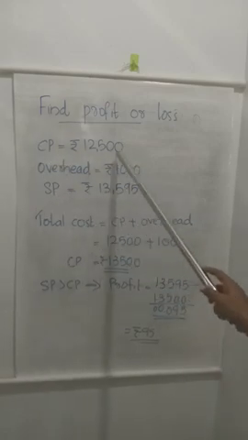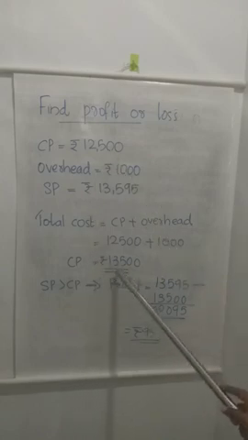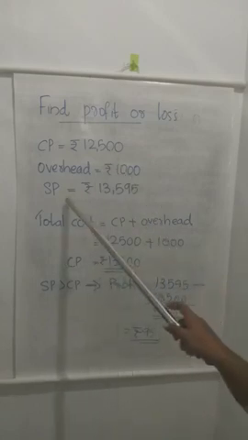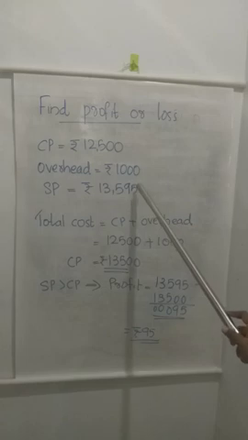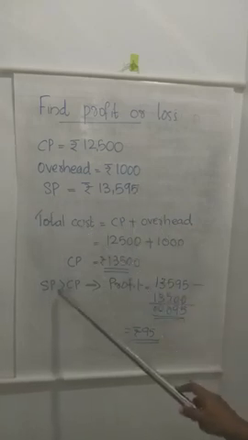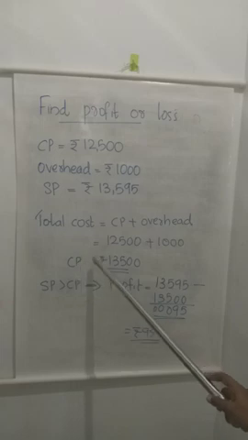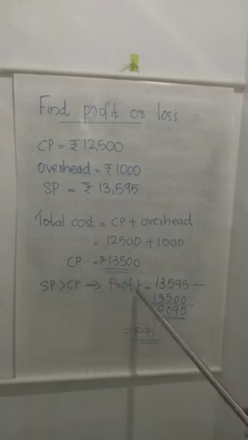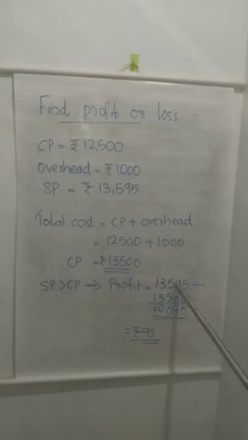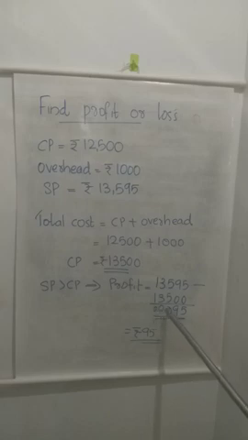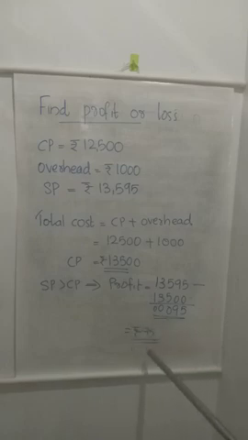Not this cost price. What is the new cost price we have? 13,500. What is the selling price? 13,595. Now comparing which is greater? Selling price is greater. Selling price is greater than CP. So we have profit. How can we find profit? Selling price minus cost price. When subtracting 5 minus 0, 5. 9 minus 0, 9. 5 minus 5, 0. 3 minus 3, 0. 1 minus 1, 0. So what we have the profit here? Rupees 95 we got the profit.